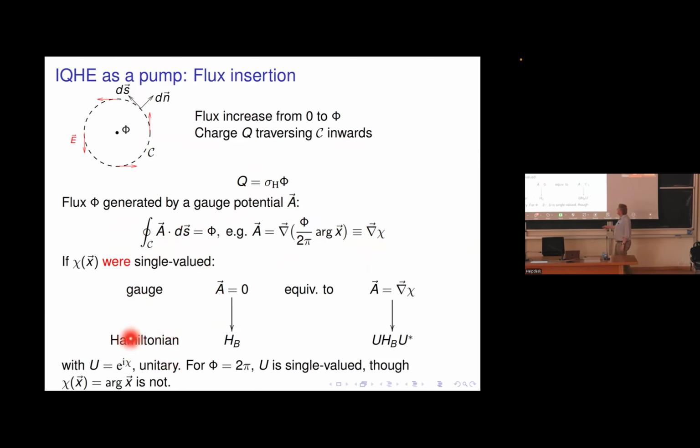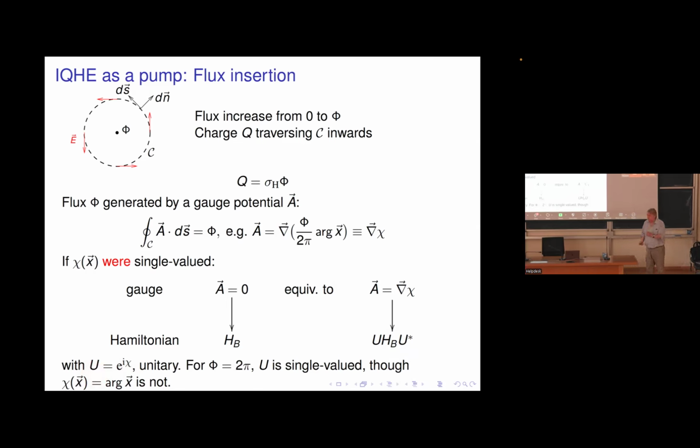But now suppose the A is still 0. In one gauge it is 0, and then you have the Hamiltonian H_B which goes to E. But that is supposed to be equivalent, is the kind of single valued, to this choice of gauge. And as we saw before, the Hamiltonian corresponding to this is not H_B, but that conjugated by U, where U is this multiplication operator, e to the i phi times the argument of x. Now, this thing here is not single valued, just as chi is not single valued.